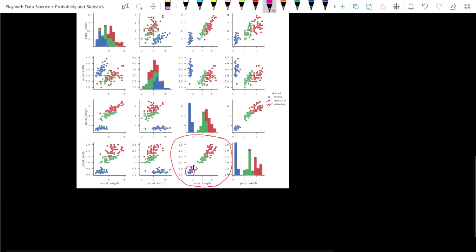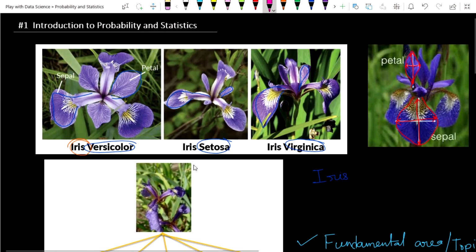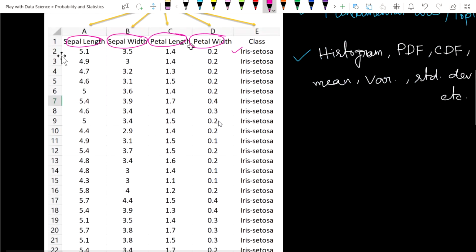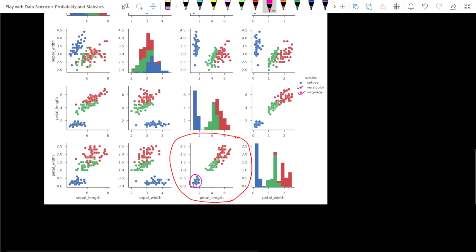Why is this one clearly separated? Just see this picture first. Just see the setosa color: the petal length and the sepal length. Just see the structure of the petal and sepal. These are smaller than the other two, that is, versicolor and virginica. Because the petal and the sepal are smaller than in versicolor and virginica, it is easily separated.